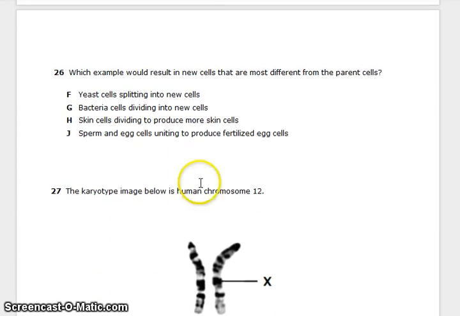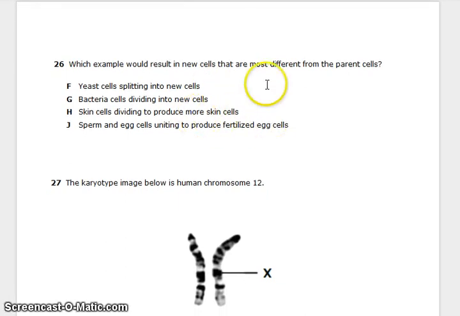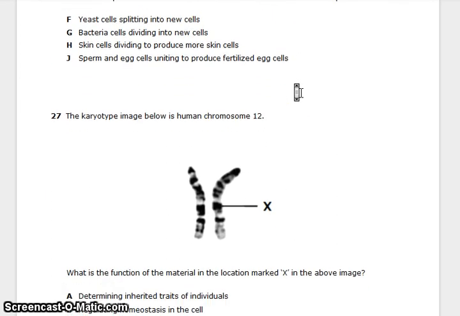26. Which example would result in new cells that are most different from the parent cells? F. Yeast cells splitting into new cells. G. Bacteria cells dividing into new cells. H. Skin cells dividing to produce more skin cells. J. Sperm and egg cells uniting to produce fertilized egg cells.